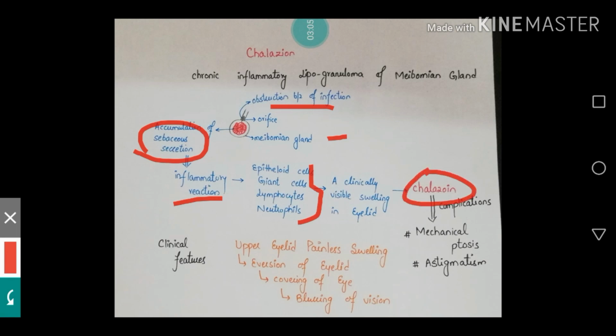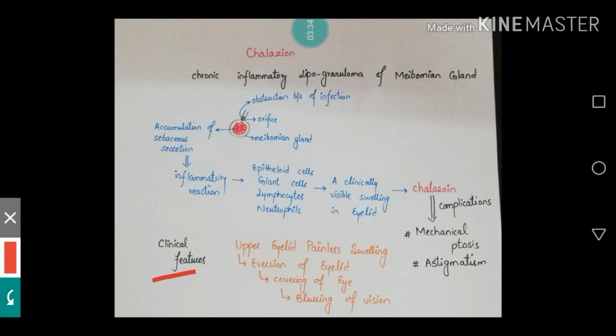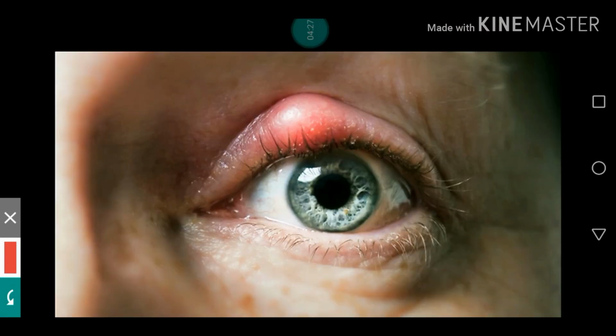Now chalazion can lead to a number of complications, and they include mechanical ptosis as well as astigmatism. Now talking about clinical features, chalazion appears to be more abundant in the upper eyelid and it presents in the form of a painless swelling. In the form of a painless swelling, it will cause eversion of the eyelid and eventually cover the eyelid, causing blurring of the vision. Now as you can see, this is a chalazion, which is a swelling in the upper eyelid. Now this will not only be causing a nodular swelling, but it will be causing a swelling of the whole eyelid, whether it is present in the upper eyelid or in the lower eyelid.